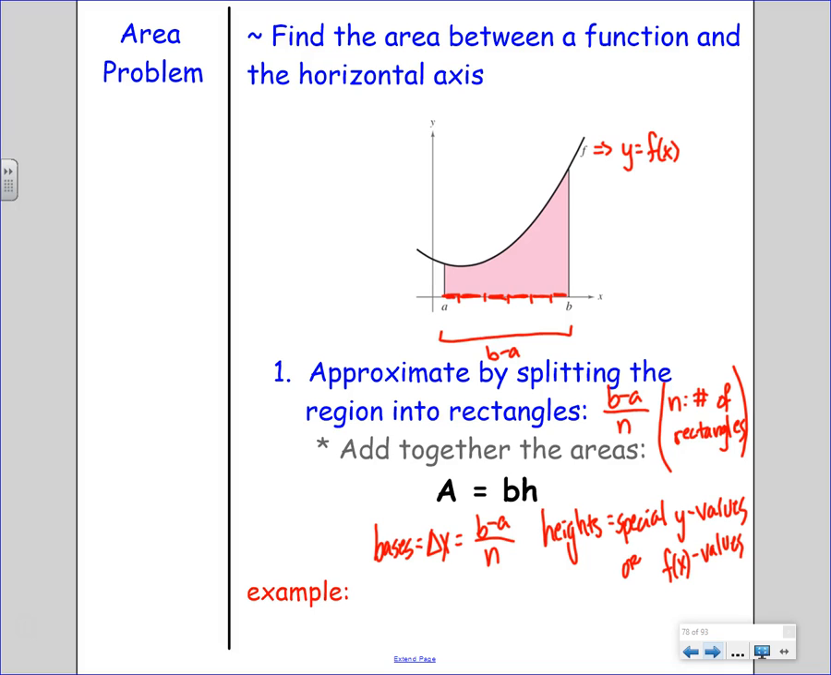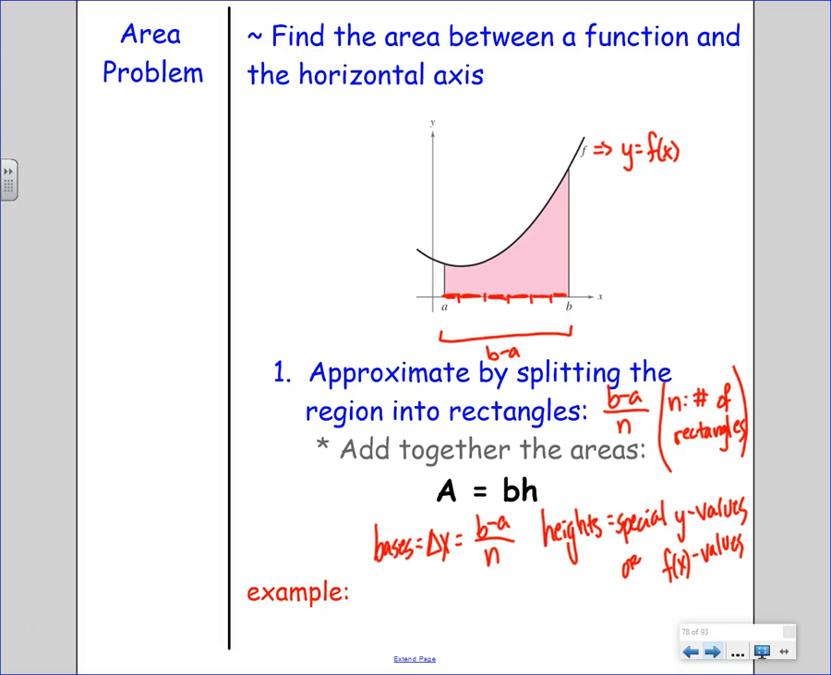All of this is under step 1. They give you an area and say, oh no, it's not geometric. It's not a triangle, not a rectangle, not a circle, not a trapezoid. It's something else. Okay, fine. So we have to split the region into rectangles, thinking of the idea that we need to somehow add together the areas of these different rectangles to approximate the overall region.